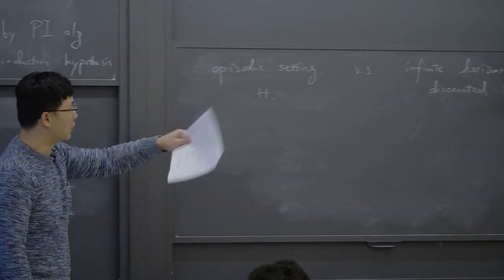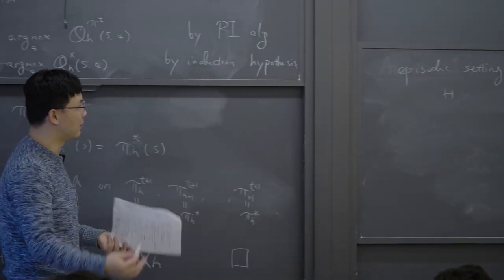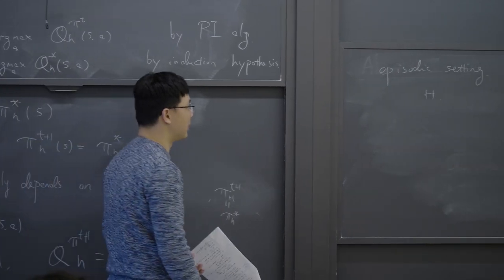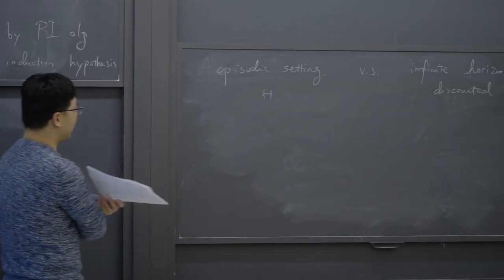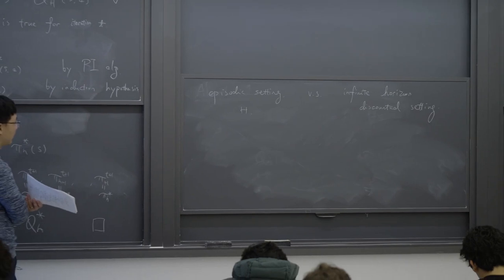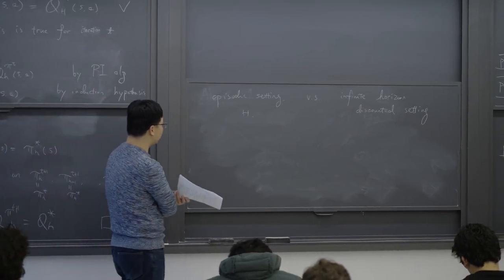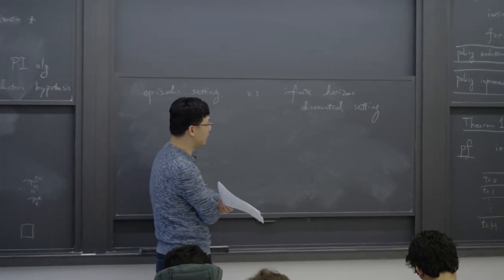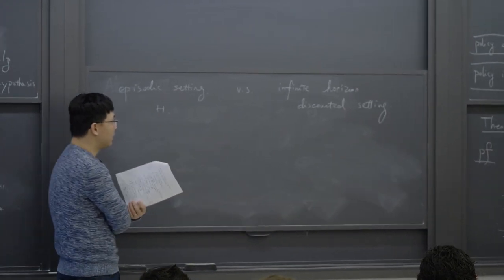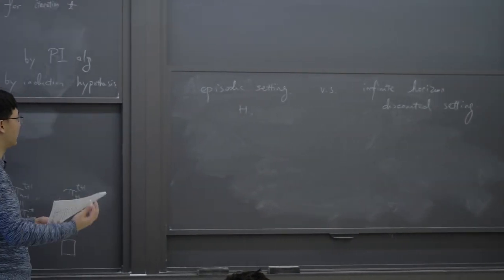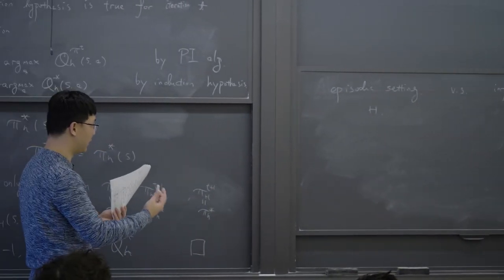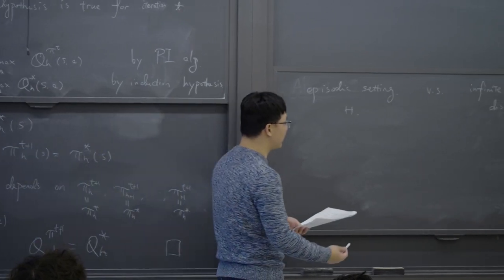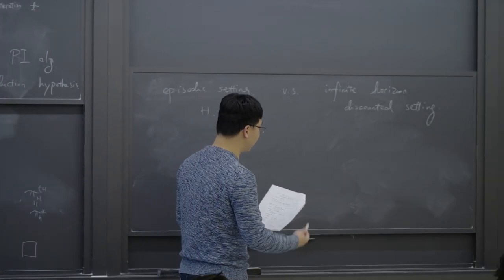Since we're already talking about policy iteration and stationary policy, we will comment on the difference between those two. Throughout this class, we will just use the episodic setting. The reason is, although we have an additional index little h, the underlying mechanism is much clearer. We just do dynamic programming. In the infinite horizon setting, we'll say a little bit.